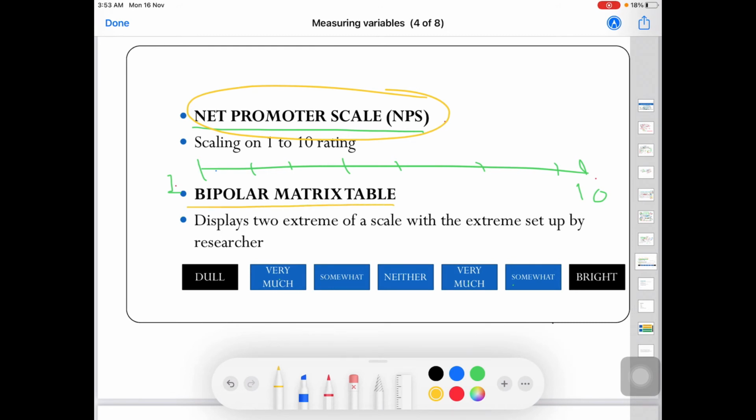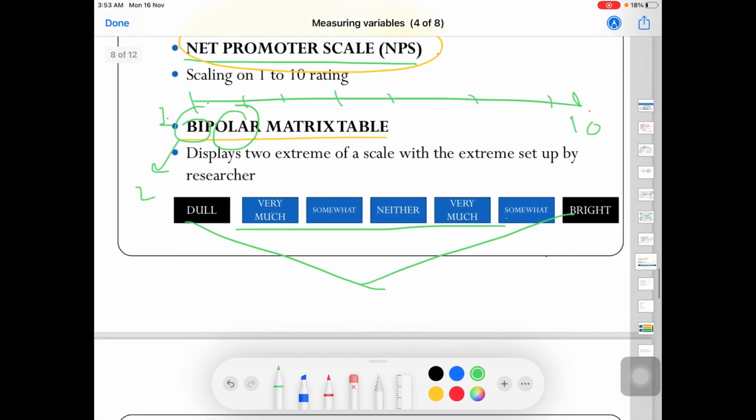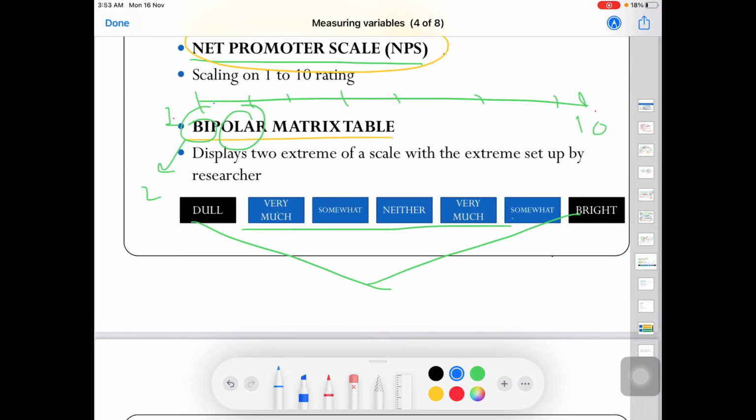Other scale we have bipolar matrix table. So bi means 2, polar means pole. So we have 2 poles. This is a table that we have to pick. If a statement is there, how do you rate dull weather, or do you like dull weather?